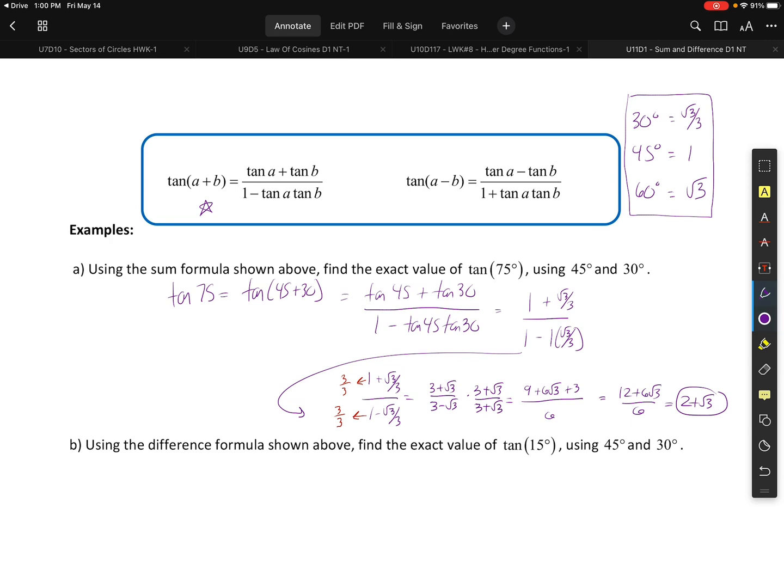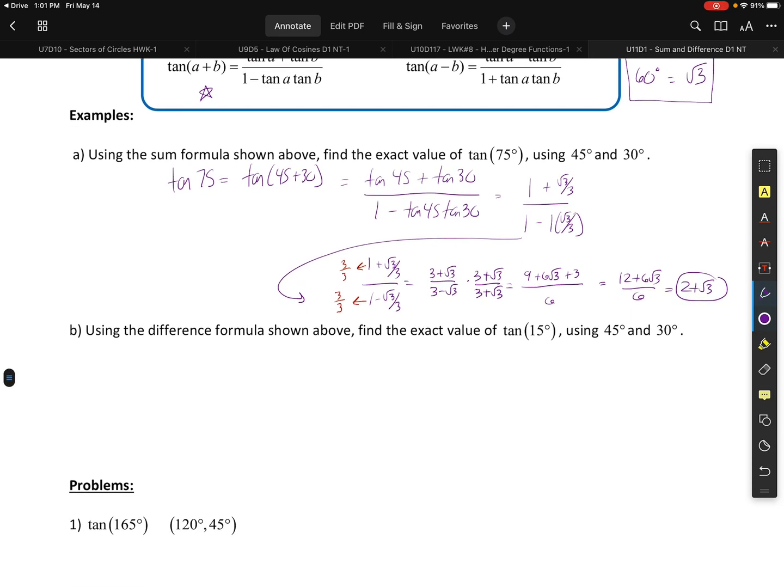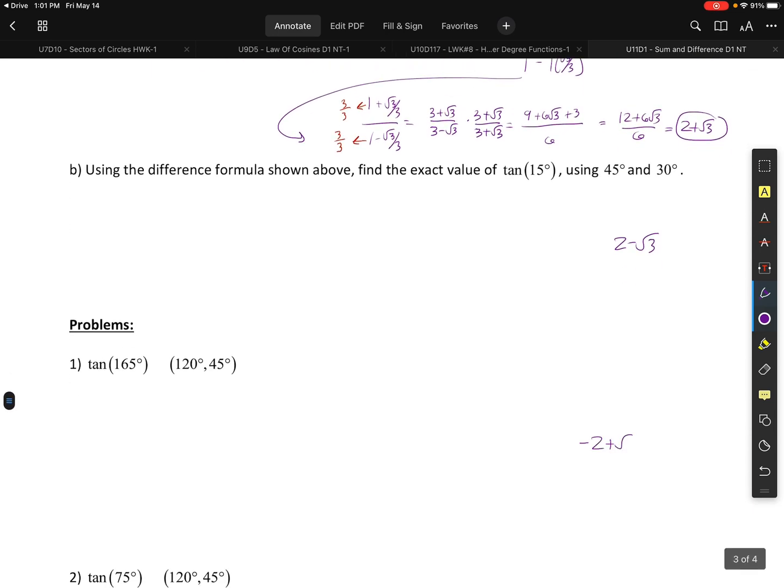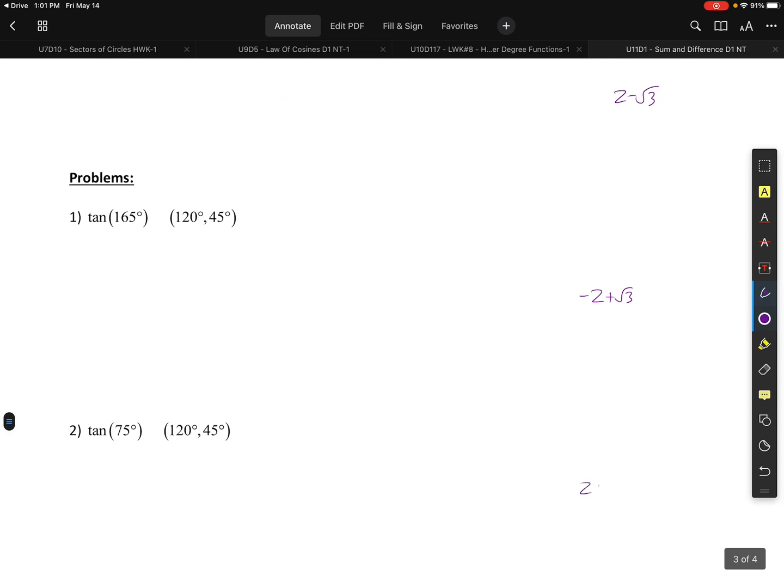With all these problems, they will constantly have the same answer, 2 plus rad 3. Here this one's going to be 2 minus rad 3. This one's going to be negative 2 plus rad 3. This last one's going to be 2 plus rad 3. Same exact answers over and over again. Example 2 down here is the same as the problem we just did, but instead of using 45 and 30, you're using 120 and 45, and you're using the subtraction formula. Same idea, same answer.